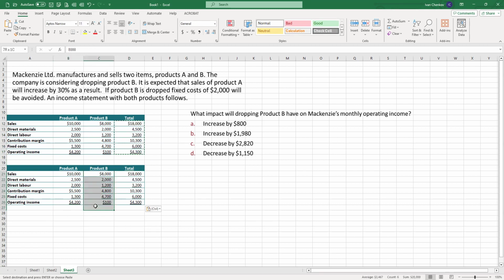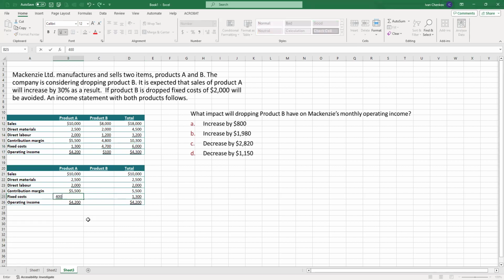Correct? So if I eliminate this and the fixed cost, how much is the fixed cost? 6,000, right? They're going to become 4,000, correct? That's where we are on the fixed cost. Now, what's going to happen with the sales? For A to increase by 30%. So what's that increase of 30% in sales? 13,000. 80,000.